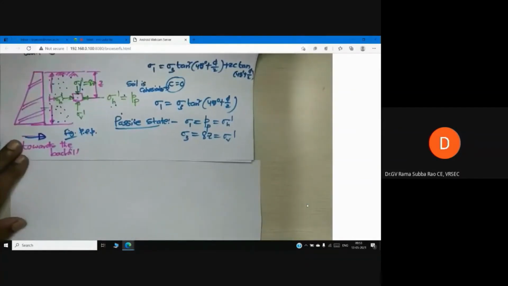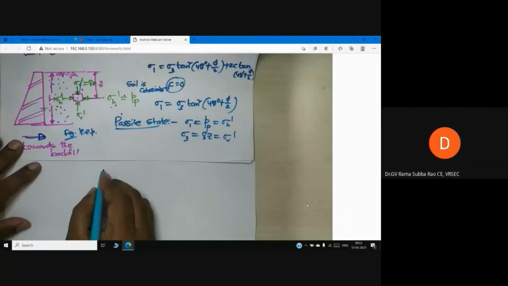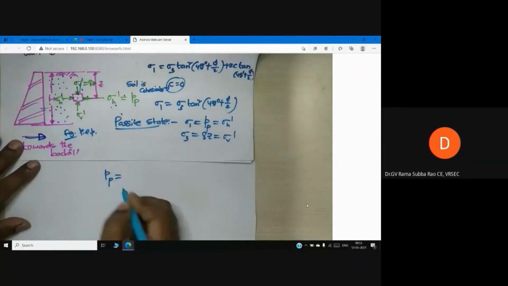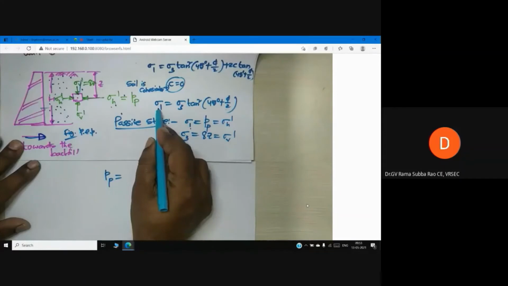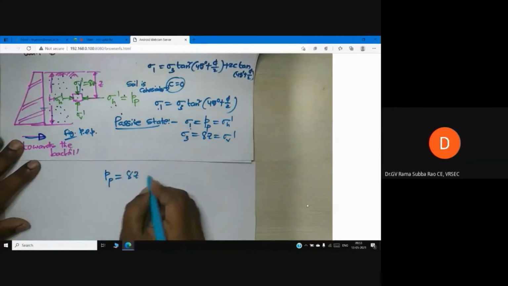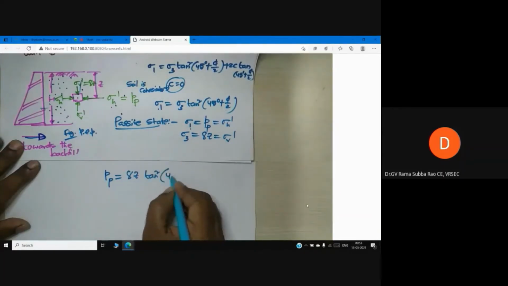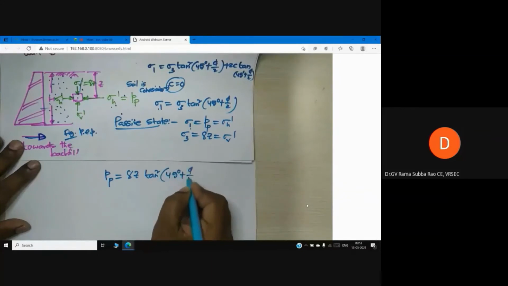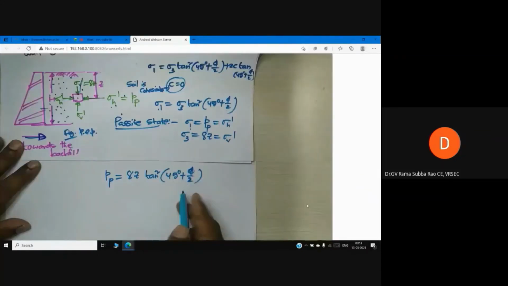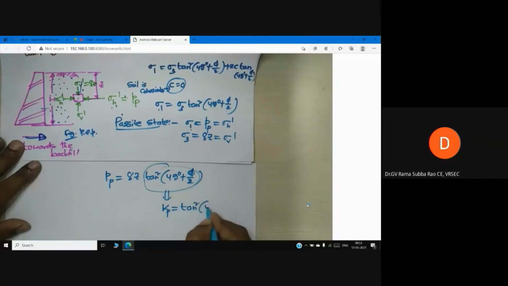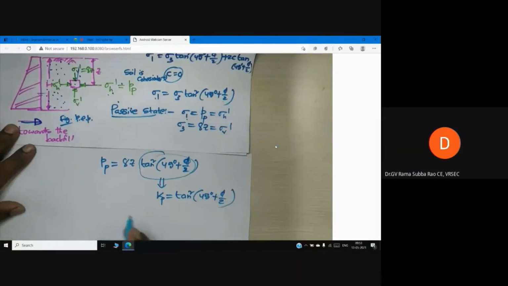Now you can see I have an equation. PP is equal to, I am substituting sigma 1 is equal to PP. Now PP is equal to gamma z tan square 45 plus phi by 2. Now you can guess what I am going to do. This is my KP. KP is tan square 45 plus phi by 2. Now you can tell me what is KP? Coefficient of passive earth pressure.